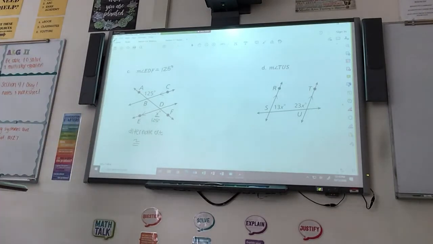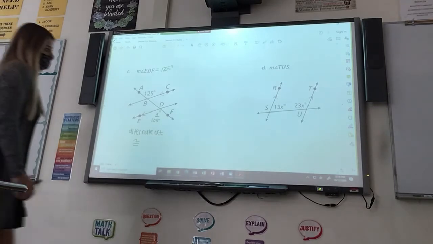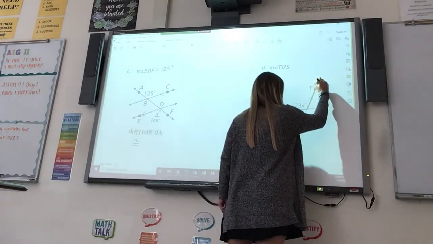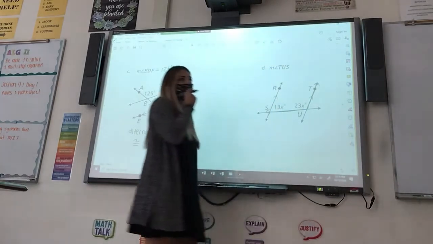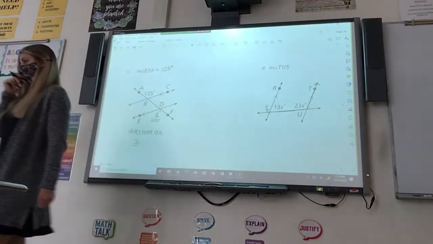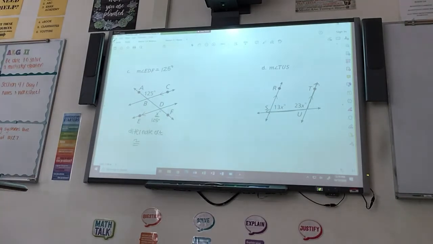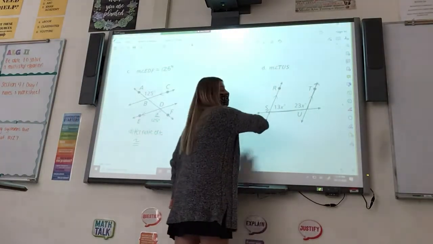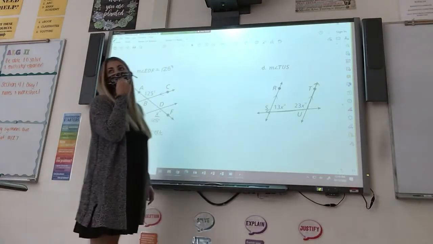Okay, part D, angle TUS. So this angle right here. They're giving us the two angles. I have to figure out how those are related before I could set up an equation. Alternate interior? Alternate means opposite sides of the transversal. These are on the same side. These are the parallel lines. This is the transversal. The one line doing the cutting is the transversal.